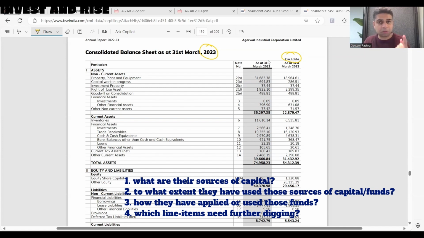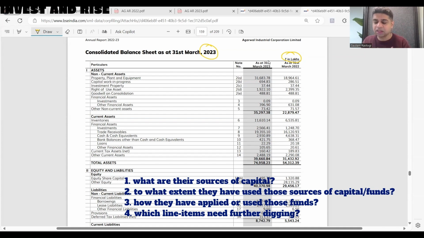And the sources could be, say, they have raised equity from the market, or they have used their own profits. That could be a source. They have raised borrowing from the bank, udhari li hai, okay, or they have used their own cash in the bank. So it could be a combination of different sources. So first is, what are the sources of capital? That we'll try to answer.